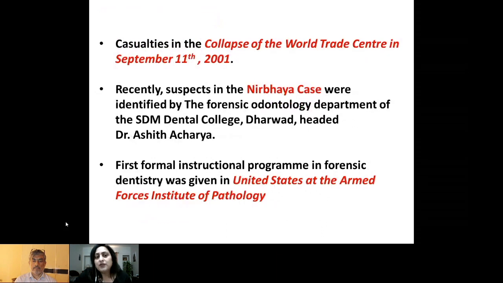And casualties in the collapse of World Trade Center on September 11th, 2001. Several bodies were identified from their dental records. And recently, the suspects in the Nirbhaya case were identified by the Forensic Odontology Department of SDM Dental College, Dharwad, headed by Dr. Ashita Acharya. The first formal instructional program in forensic dentistry was given in the USA at the Armed Forces Institute of Pathology.